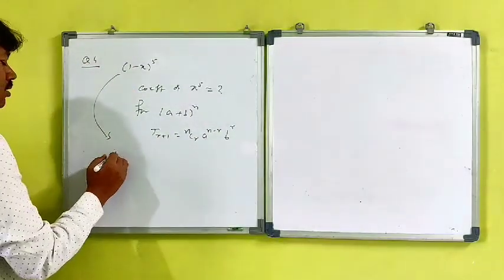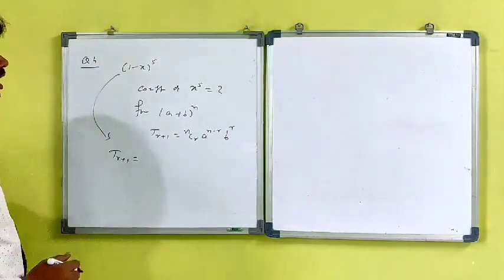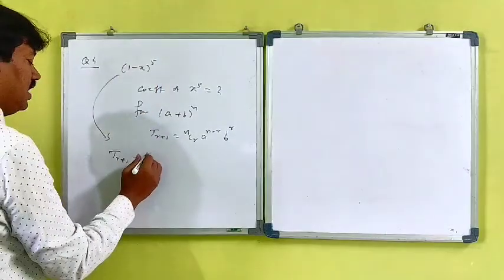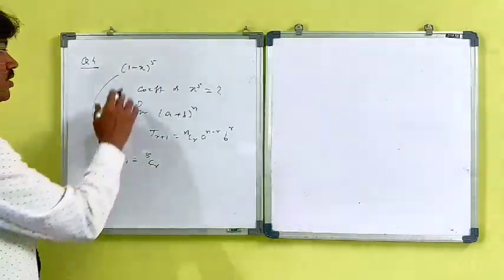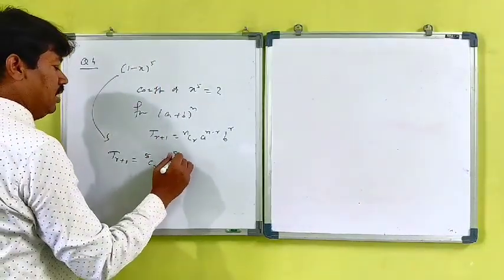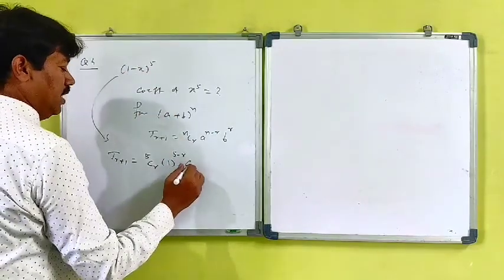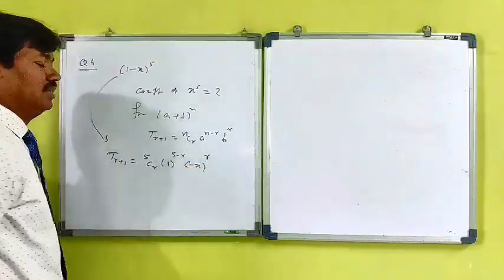So here T r plus 1 is, the value of n being 5, 5Cr. a is 1, so it is 1 raised to 5 minus r, and this is minus x raised to r.